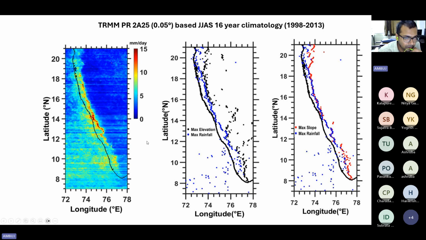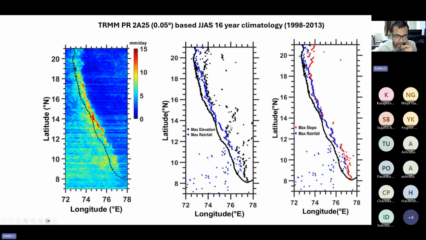So next, it is important to understand which orographic factor has the most dominating influence, whether it is the elevation of the mountain or its slope. Therefore, we first plotted the locations of peak rainfall and peak elevation across the region. Black dots are peak elevation, and blue dots are maximum rainfall locations. It seems that there is a general correlation between the peak rainfall and peak elevation, but the peak rainfall does not consistently coincide with the absolute highest elevations.